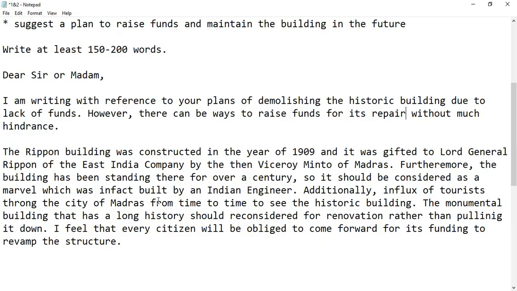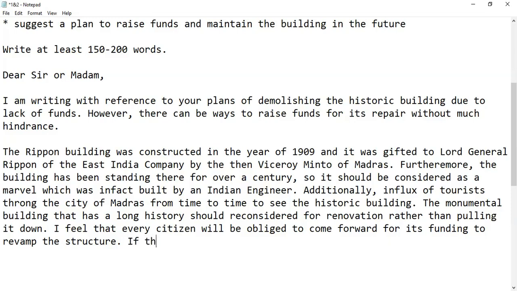Additionally, an influx of tourists throng the city of Madras from time to time to see the historic building. The monumental building that has a long history should be reconsidered for renovation rather than pulling it down. I feel that every citizen will be obliged to come forward for its funding to revamp the structure.